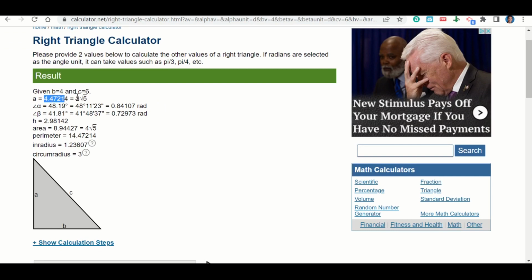So we can see that A in this case would be 4.47214, or 2 square root of 5, which is fine. That's not what we were looking for. What we were looking for was angle alpha. Well, we can see that angle alpha is 48.19 degrees. Angle beta, if that's the one we were trying to find, was 41.81 degrees. And we know that angle C here, this angle here, would be 90 degrees because it's a right triangle. So we can check and find any other missing information using this right triangle calculator.